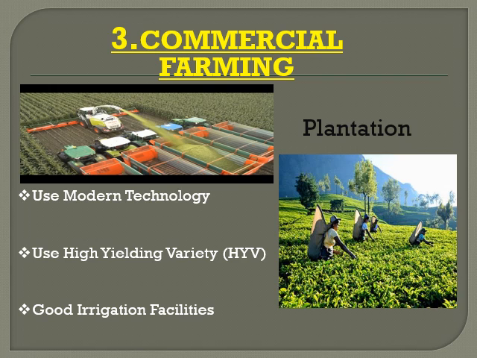In this type of farming, only a single crop is grown on a large scale using capital intensive input with the help of migrant laborers. Students, well-known plantation crops are tea in Assam and North Bengal and coffee in Karnataka. So this is the commercial farming.